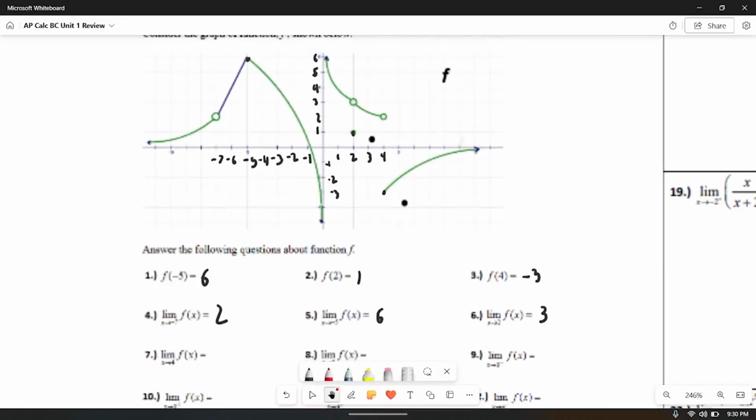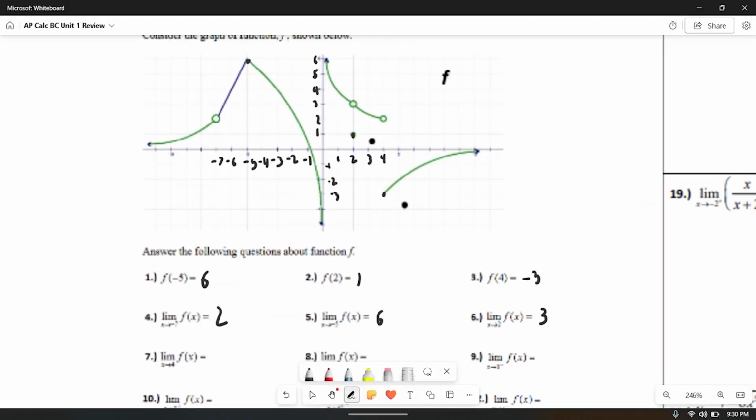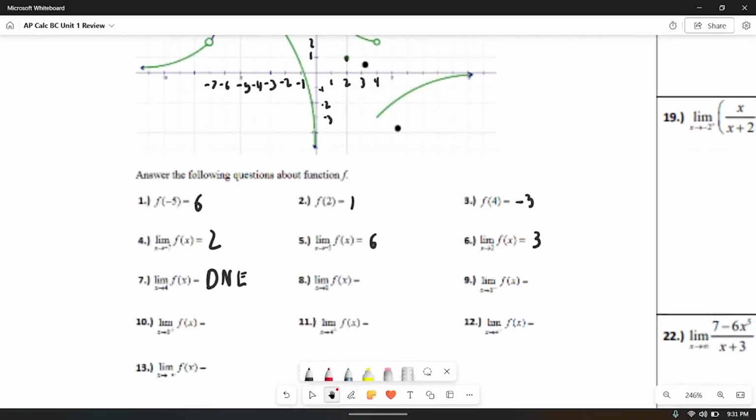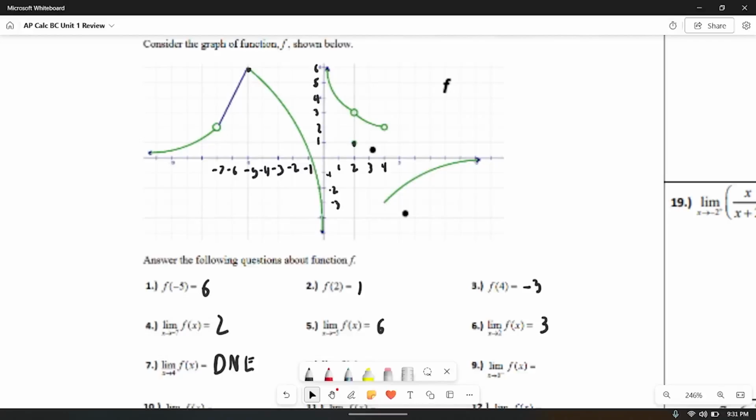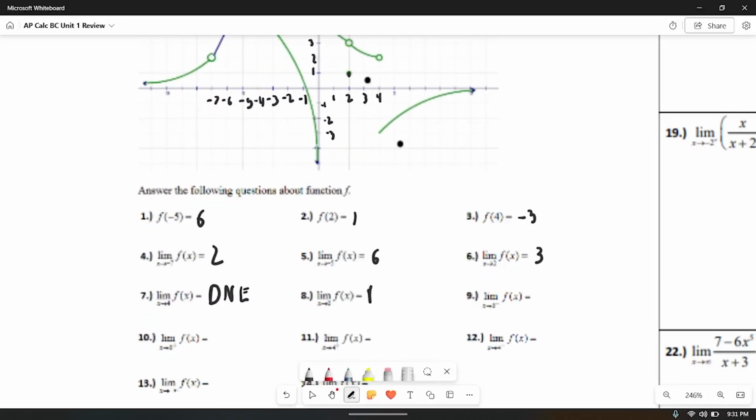Then the limit as x approaches 4. As you can see from the left side, we're approaching 2, but from the right side we're approaching negative 3. So that means that the limit is going to not exist. So D and E for does not exist. Then we have the limit as x approaches 0 of f of x. As we can see, it approaches 2 different ways too, so this is going to be D and E. There's a vertical asymptote there.